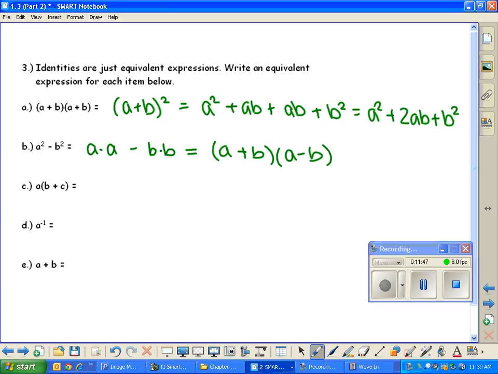Yeah, John. Yeah, we just distributed. Very good. A to the negative 1. Yeah, Michael. 1 over a. If we have a negative exponent, we move it down to the bottom if it's in the top, and vice versa. If it's in the bottom, you move it to the top. No negative exponents. We don't like that.